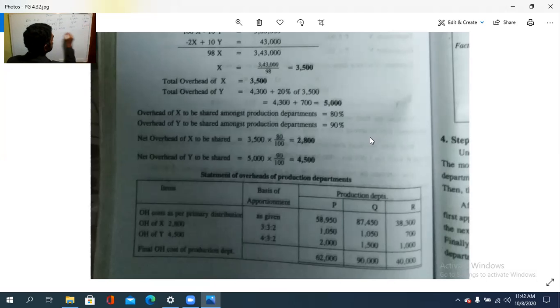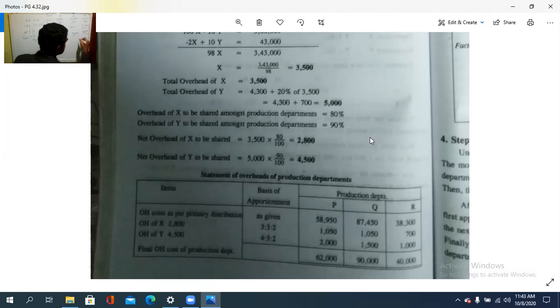Take the total of all these. That is the final overhead for the production department. So how much is it? 2,000 plus 1,050 is 3,050, plus 58,950. It is 62,000. Then the second case is 90,000 and the third case is 40,000.